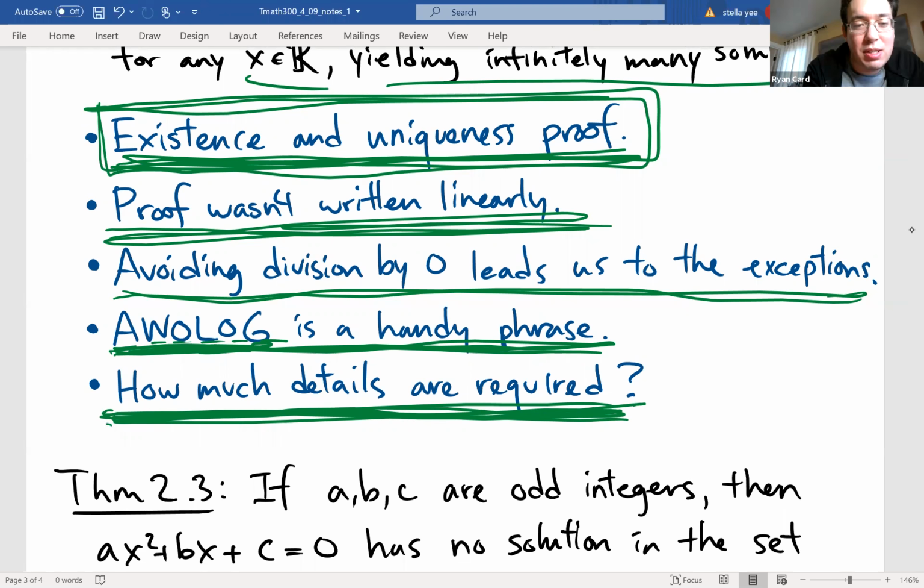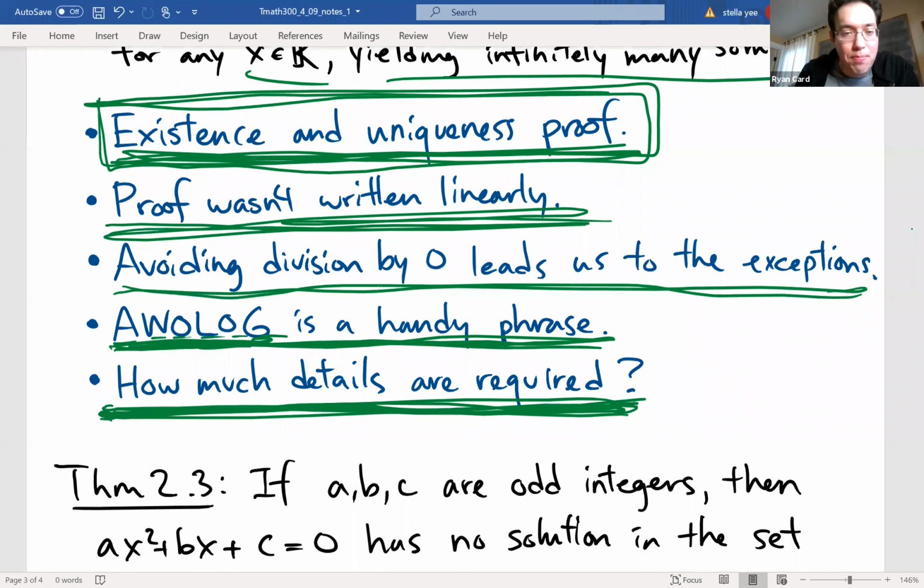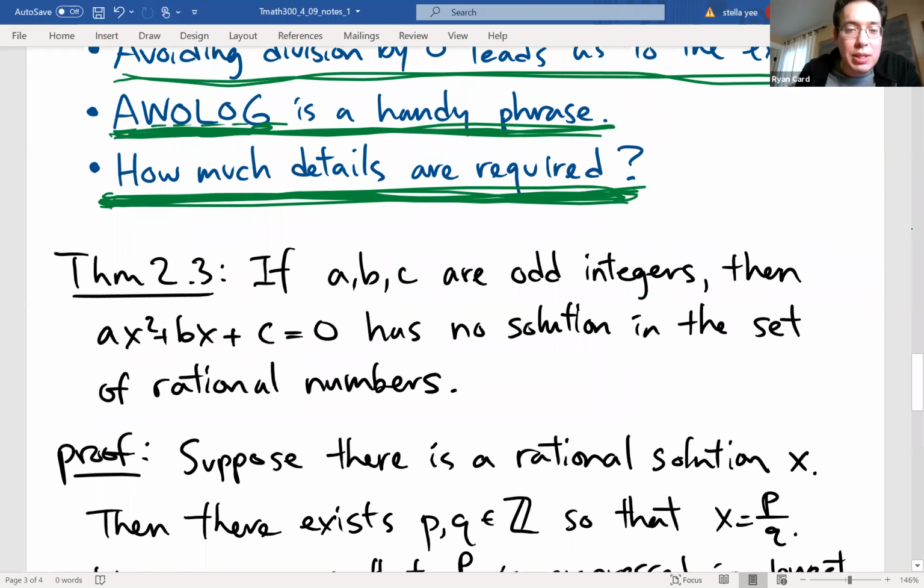So that's the case where you start worrying about cutting details. But with homework, there's no penalty for having too long of a homework solution. So please err on the side of including too many details rather than not. Okay, let's move on to the next theorem.